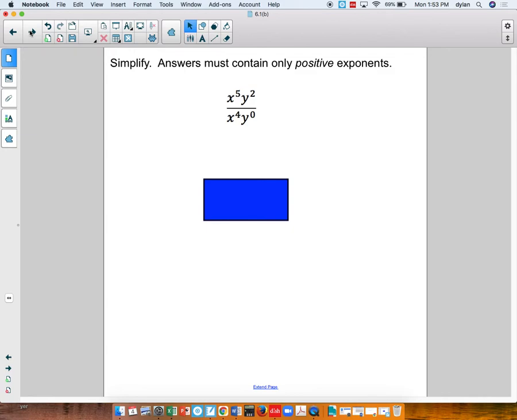So x to the 5th y squared over x to the 4th y to the 0. Now, this is a problem that uses the division rules for exponents, which, if you remember, division means that we subtract the exponents. So this is really the same thing as x to the 5 minus 4 times y to the 2 minus 0. In other words, this is the same thing as x y squared.